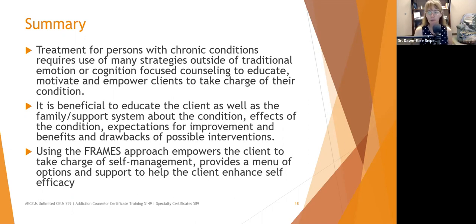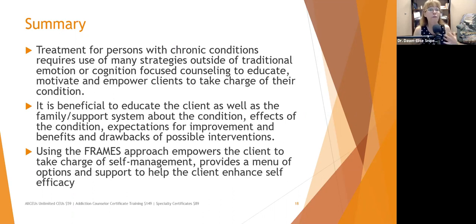Using the FRAMES approach empowers the client to take charge of self-management, provides a menu of options and support to help the client enhance self-efficacy. And remember, FRAMES is feedback about their condition. You're going to look at their assessment information and their risk factors and their protective factors, and you're going to say, okay, this is what you're diagnosed with, diabetes, Crohn's disease, whatever it is.